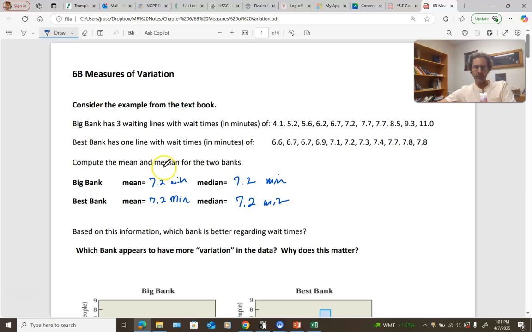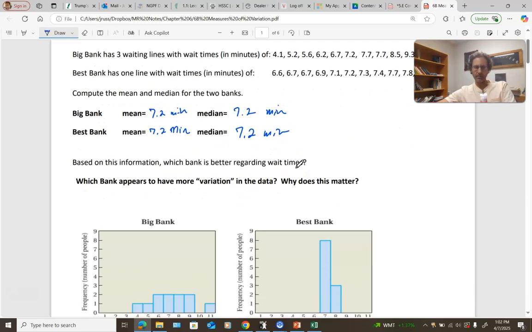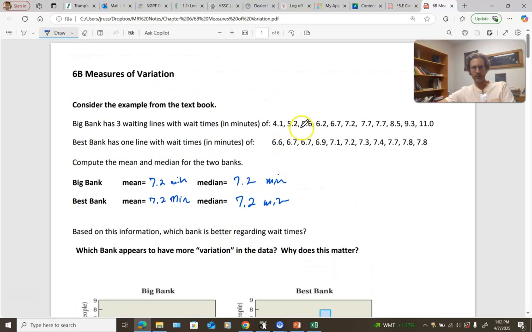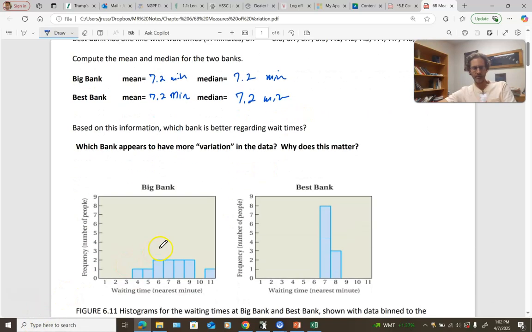Now notice, though, let's look at the histograms down here. Okay, so here's the histogram for Big Bank. You can see it's more spread out, okay? 4 minutes, 5 minutes, so anything that was 4 point or 5 point something, you know, that corresponds to this bar and this bar here. And then these are the frequencies over here, okay, the heights of these bars.